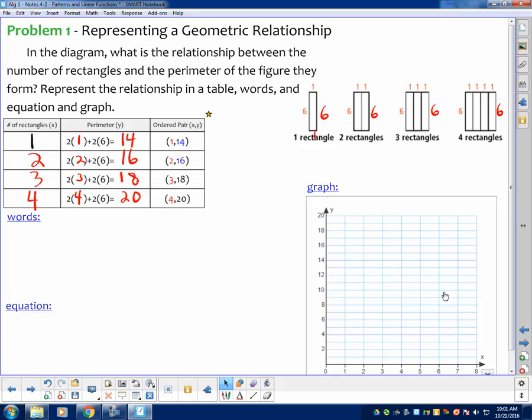When you see the y variables going up by a constant rate, that shows that you have a linear pattern. What's the constant rate that we're going up by on the perimeter every time we add another rectangle? 2, because you add an extra 1 here and an extra 1 here. So in words, each time we add an extra rectangle, our perimeter goes up by 2.